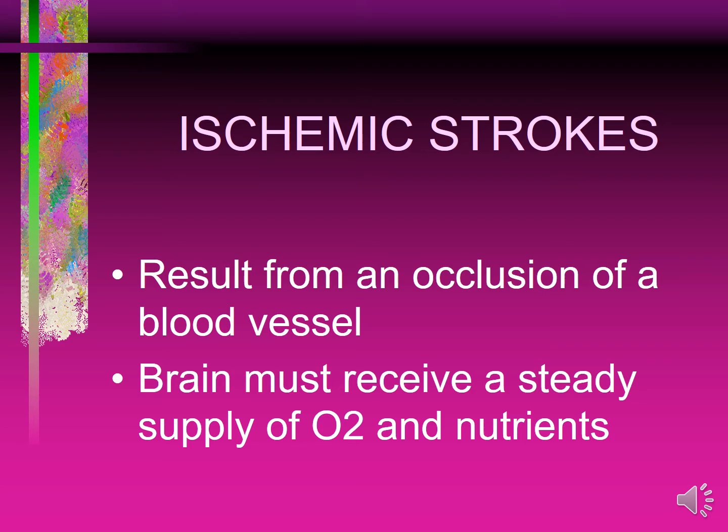So the brain is really dependent on having a constant supply of these nutrients, and it does not like to be deprived. So if a blood vessel becomes occluded, that cuts off the brain's supply of oxygen and glucose, and very quickly that brain tissue that's being supplied by that blood vessel is going to lose oxygen and glucose, and it is not going to be a happy brain tissue.